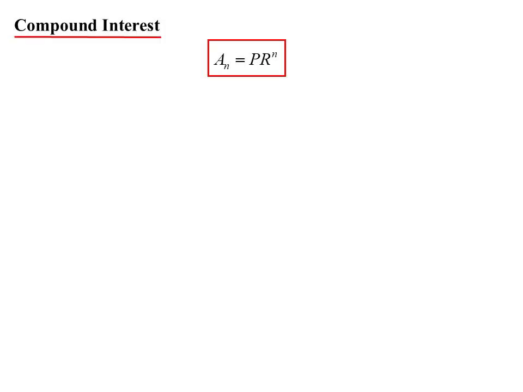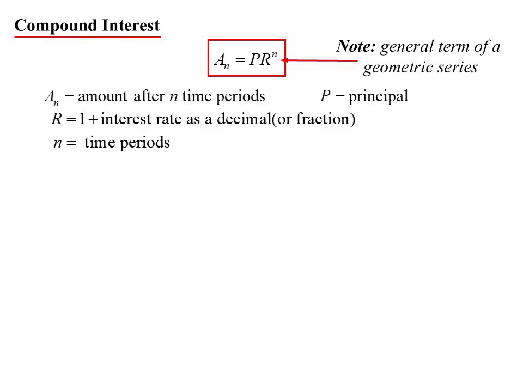Compound interest then is this formula. And now we see the connection between arithmetic and geometric series, because if you look at it, when I write it in that form, it looks like the general term of a geometric series. Okay, the power's n instead of n minus 1, but that's no big deal. It still has that same form. Amount n, the amount after n time periods.